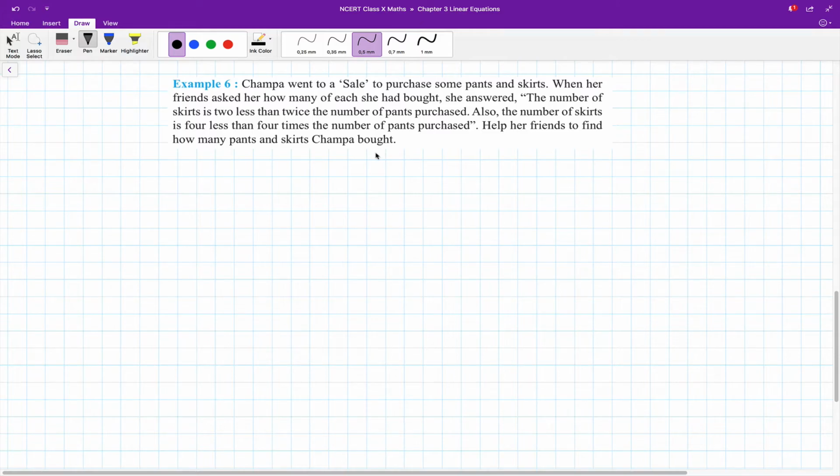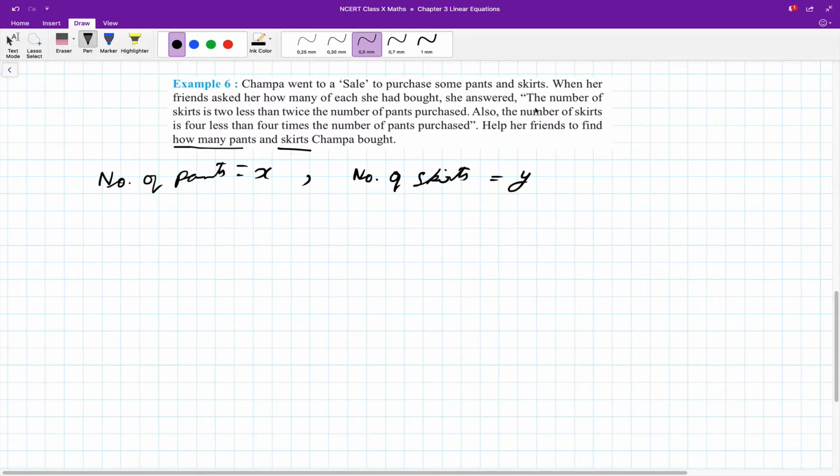Okay, so whenever you find these kinds of questions, the very first thing that you need to do is to have a look at what the variables are, what the things are that we need to find. So we need to find how many pants, how many skirts. Let's say we take the number of pants as x and the number of skirts as y. Okay, so now we have a representation. So pants we are representing with x and skirts we are representing with y. Now let us just put the words into equations.